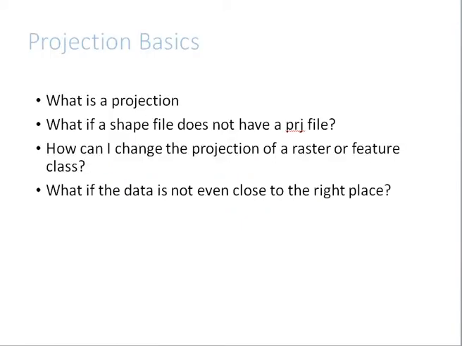So basically I want to just remind you what a projection is, talk about shape files, and what to do if they don't have a projection file as part of their assemblage of data, how to change the projection of a feature class or a raster, and then what do you do if your data comes in and it's not even in the right place. And I'm going to show you how you can corrupt data. Not that I recommend that.